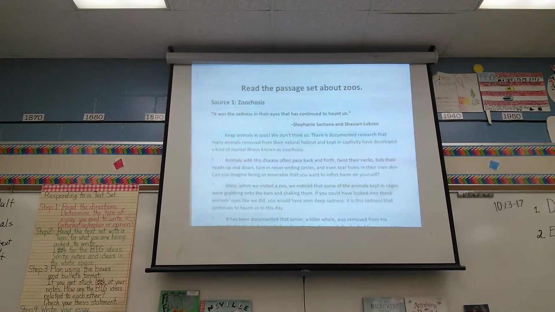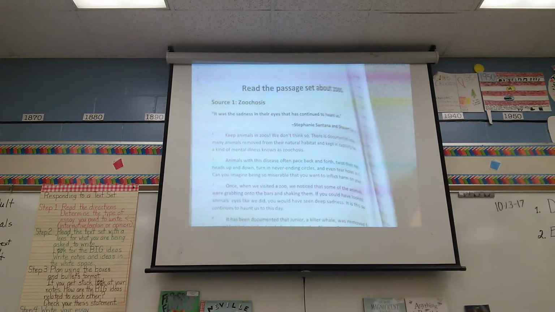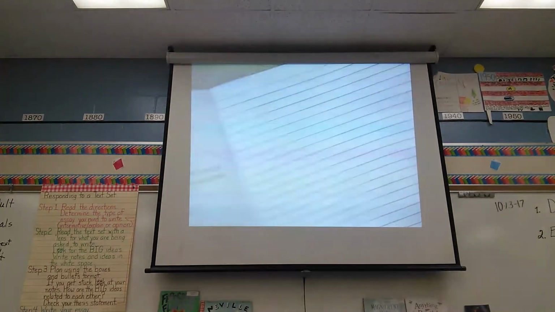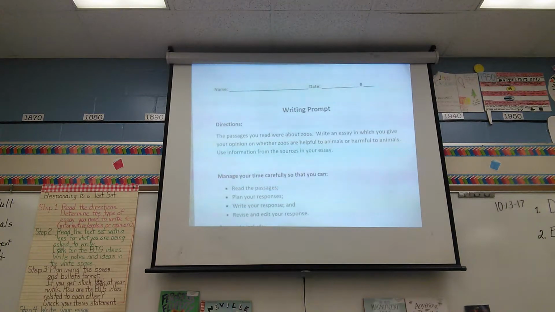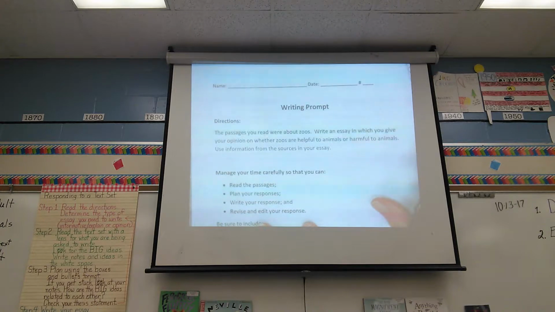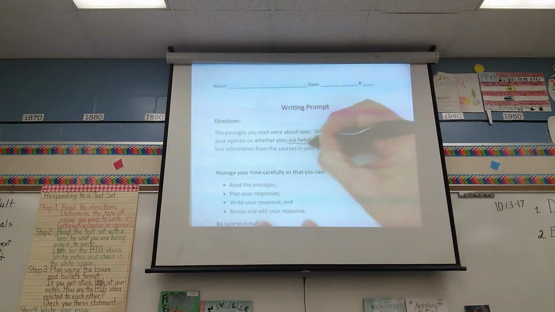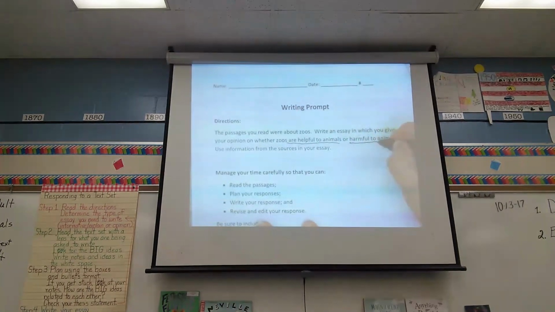If you can't read it, you have a text set in front of you. Now, remember that I taught you the very first thing that you do is you always go and you look at the directions, right? Before you even begin, you want to give yourself a lens for reading, a purpose. Why are you going to read this? And the directions say, the passages you read were about zoos. Write an essay in which you give your opinion on whether zoos are helpful to animals or harmful to animals. Okay, we practiced this the other day with wolves.